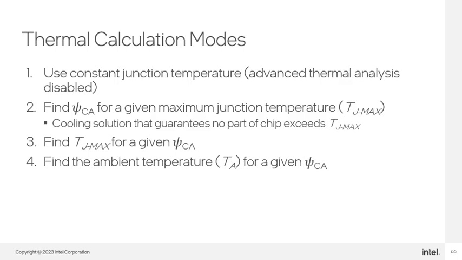The third mode is almost the opposite of the second mode. Specify a psi-CA value and the tool will calculate the maximum junction temperature expected for any of the dies with a cooling solution implemented with that value. This will let you know if your cooling solution will sufficiently cool the dies to be at or below a desired maximum junction temperature. The final mode calculates what the ambient temperature around the device will be when a cooling solution with the given psi-CA is used. You can switch the calculation mode at any time, and the tool will recalculate on the fly.